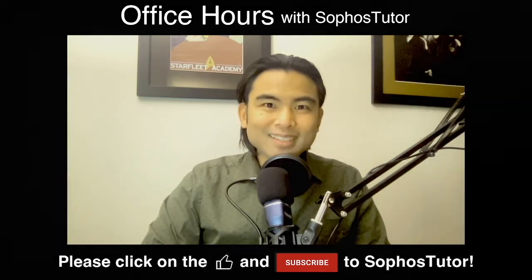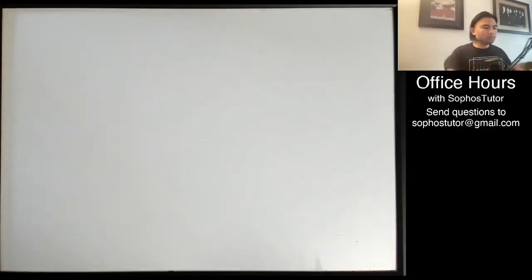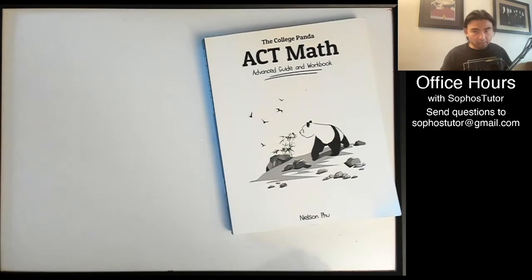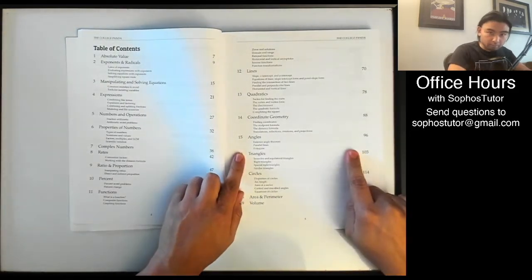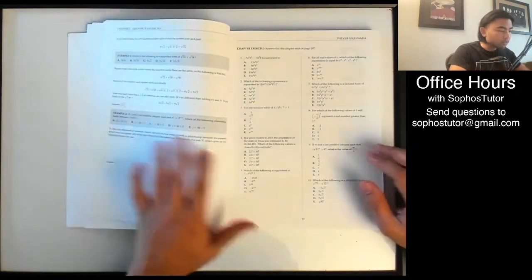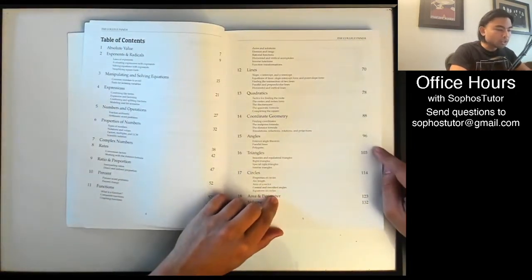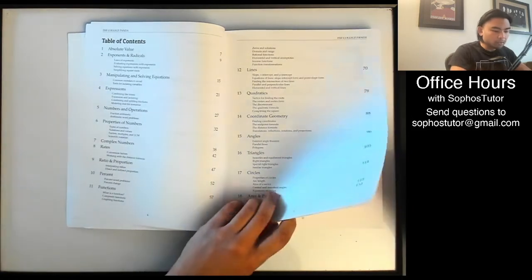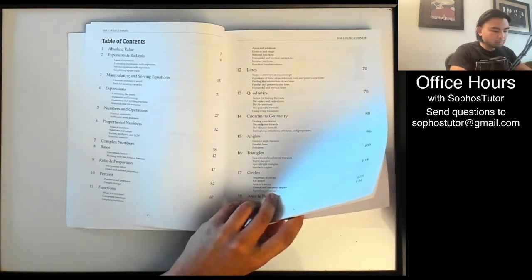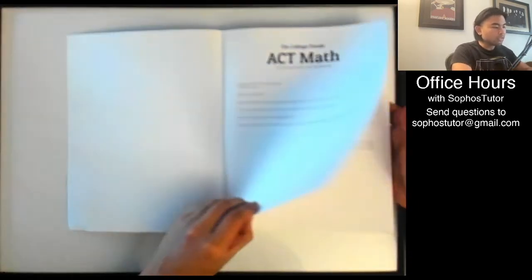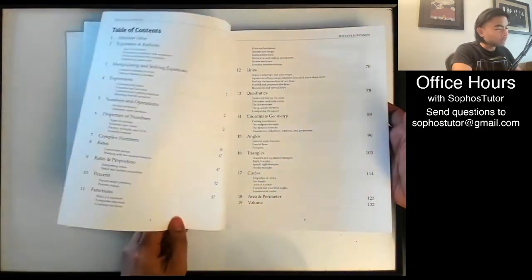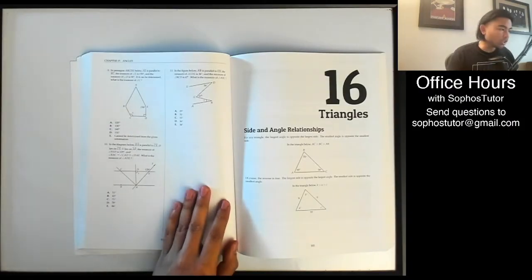The question that we're going to first deal with is from the College Panda ACT math book by Nielsen Fu. The question that we will be tackling is in chapter 15, angles. It's going to be the last question in the chapter, so I believe it will be on page 102. Now, just so you know, this edition is from 2017. I forget if this is the first edition or second edition. I imagine this is the first edition. So this is question 11.